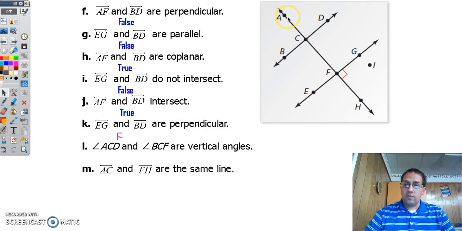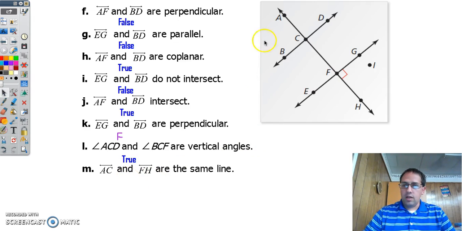Okay, so we have angle ACD and angle BCF are vertical angles. We're talking about this angle and this angle right here. Can we assume that to be true? Yes, we can, because we can assume that these are straight lines, and so these angles are formed by opposite rays, which means they form lines. So it's formed by the intersection of two lines, so we can assume that's true, yes.